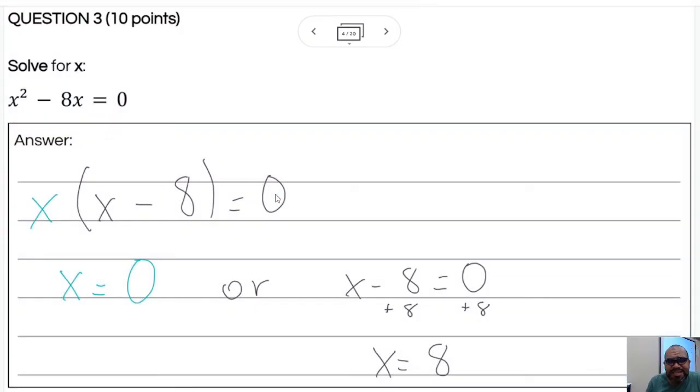X squared minus 8x equals 0. Step number 1, factorize. Which is the common factor between x squared and negative 8x? X. What is left? Which number times x is x squared? X. Which number times x is negative 8x? Negative 8. Then the first factor, x equals 0, or x minus 8 equals 0. Remember to solve for x. X equals 8. And we'll be done.